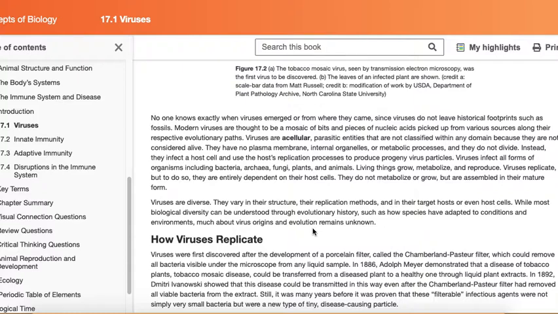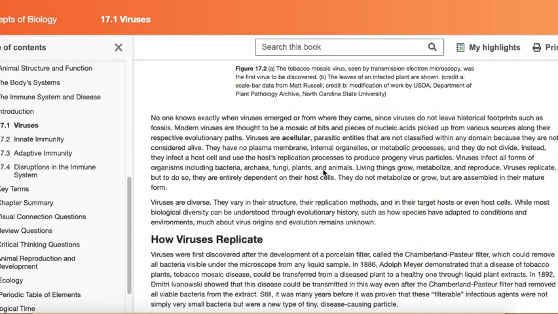It's important to know that viruses are acellular parasitic entities and they're not classified in any domain and they're not considered alive. Here they talk about how they have no plasma membrane, no internal organs, no metabolic processes, and they don't divide. They do replicate, but they're entirely dependent on their host cells, and they do not metabolize or grow at all. So they're assembled in their mature form.